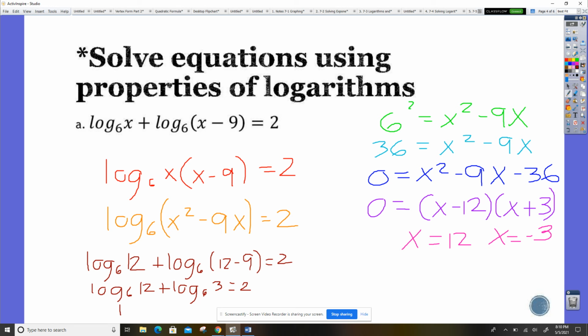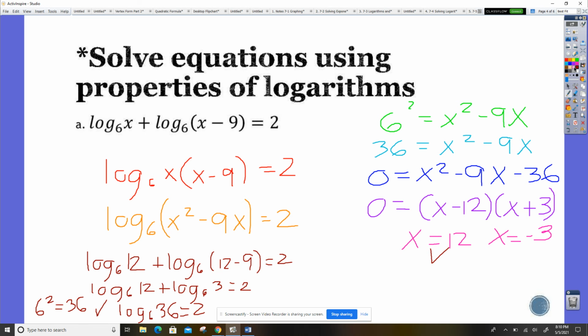12 times 3 gives me 36. So log base 6 of 36 is equal to 2. And then I just need to check if that's true. So if I rewrite that, that would be 6 to the power of 2 is 36. And we know that's true, so this one checks out. So 12 is one of our solutions.